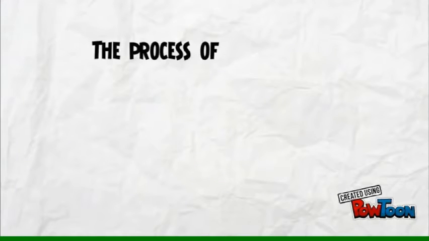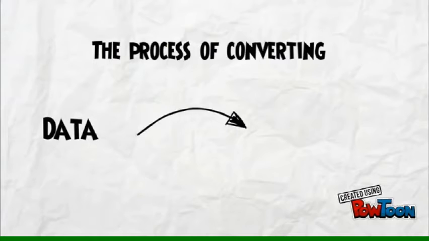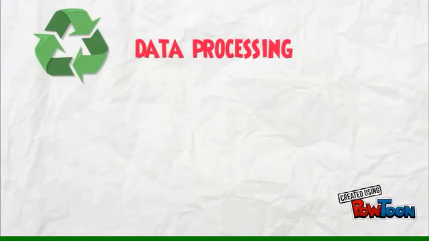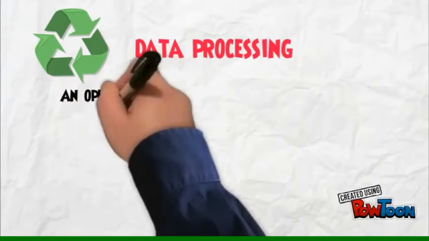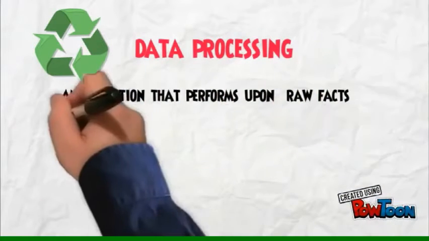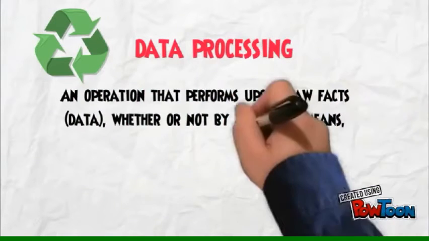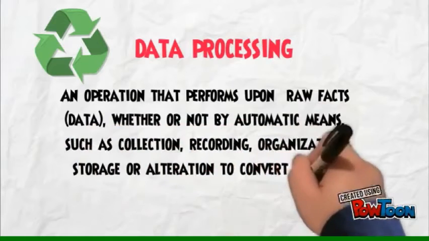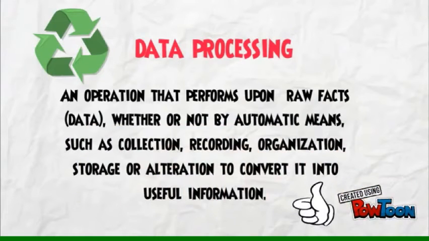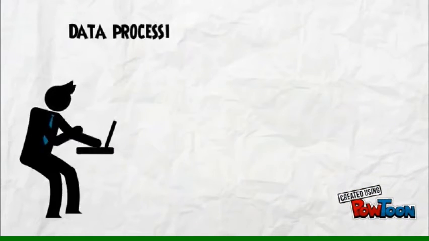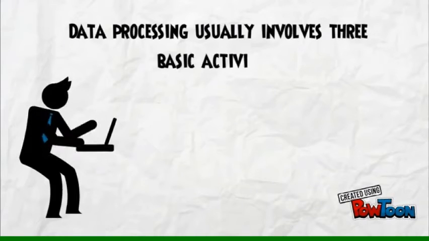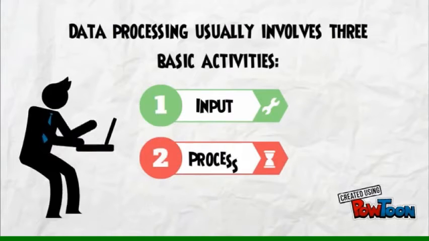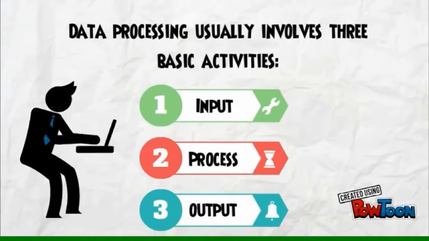Information. The process of converting data into information is known as data processing, an operation that is performed upon raw facts or data, whether or not by automatic means, such as collection, recording, organization, storage, or alteration, to convert it into useful information. Data processing usually involves three basic activities: input, process, output.